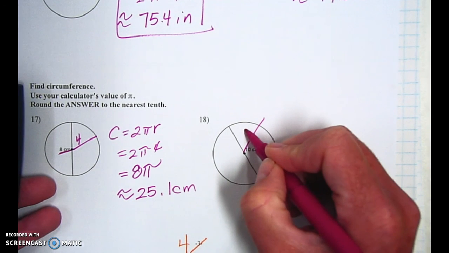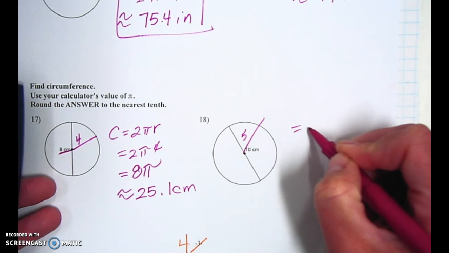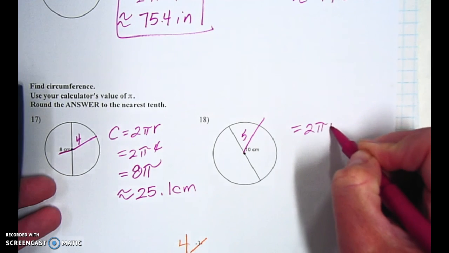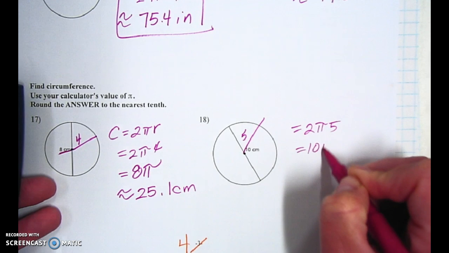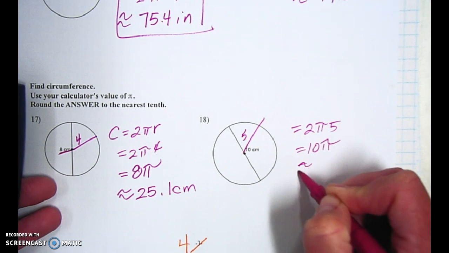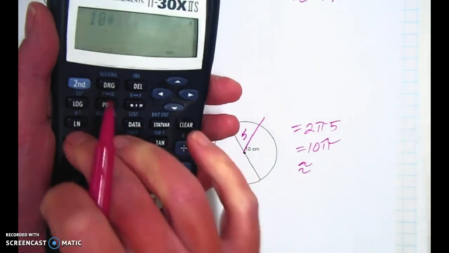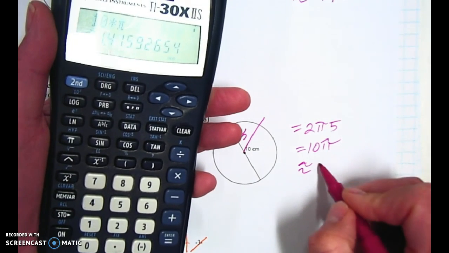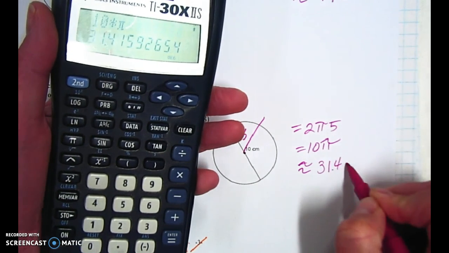The diameter is 10, the radius is 5, so 2 pi 5, which is that 10. So 10 pi, punch it in the calculator 10 times the pi button, gives you a big long decimal, round it to 31.4 centimeters.